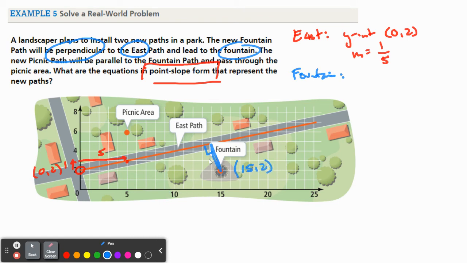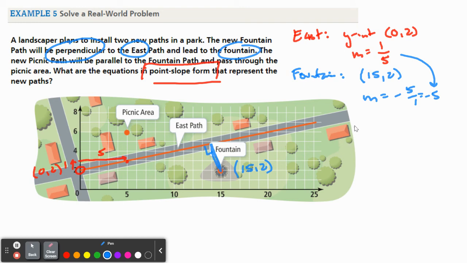And if it's perpendicular to the east path, its slope will be the opposite reciprocal of the east path's slope. So the point that I know for the fountain path is 15, 2, and its slope is going to be the opposite reciprocal of 1/5. That'd be negative 5 over 1, or negative 5. So again, that came directly from that slope.